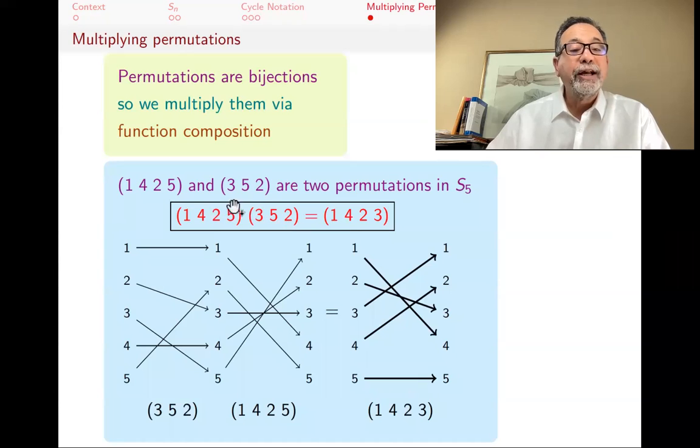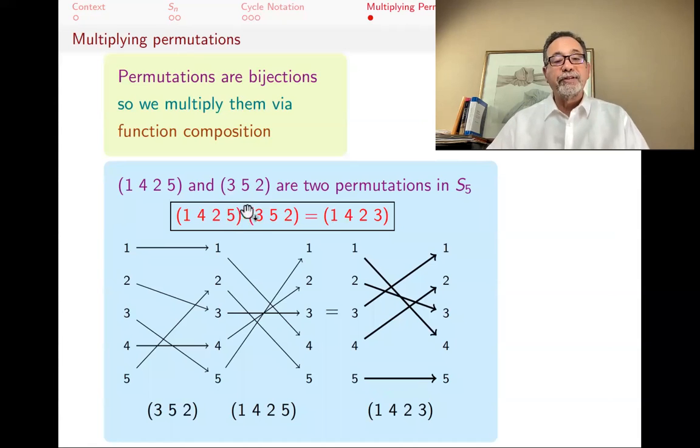4 goes to 4, and then 4 goes to 2. Where does 2 go? 2 goes to 3, 3 goes to 3, so 2 goes to 3. 3 goes to 5, and then where does 5 go? 5 goes back to 1. The only thing left is 5, and you might check that. 5 goes to 2, 2 goes to 5, and so 5 is fixed.